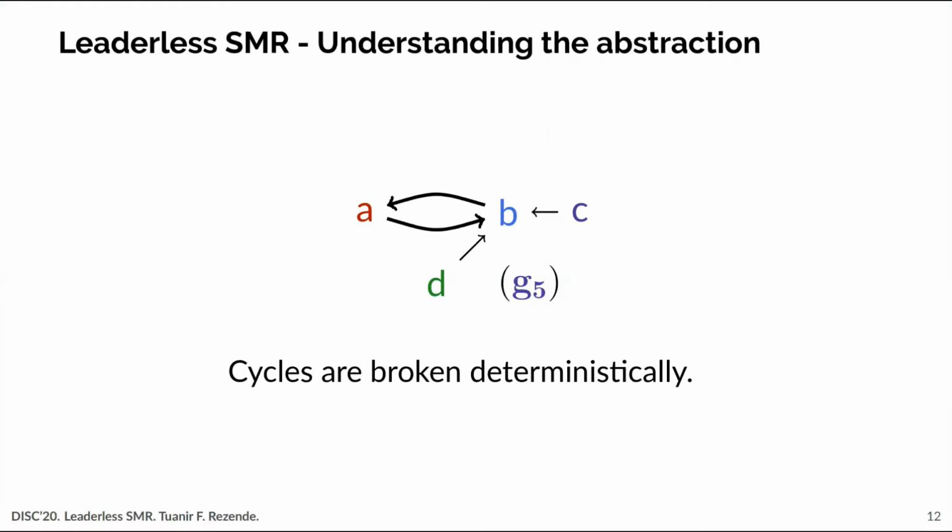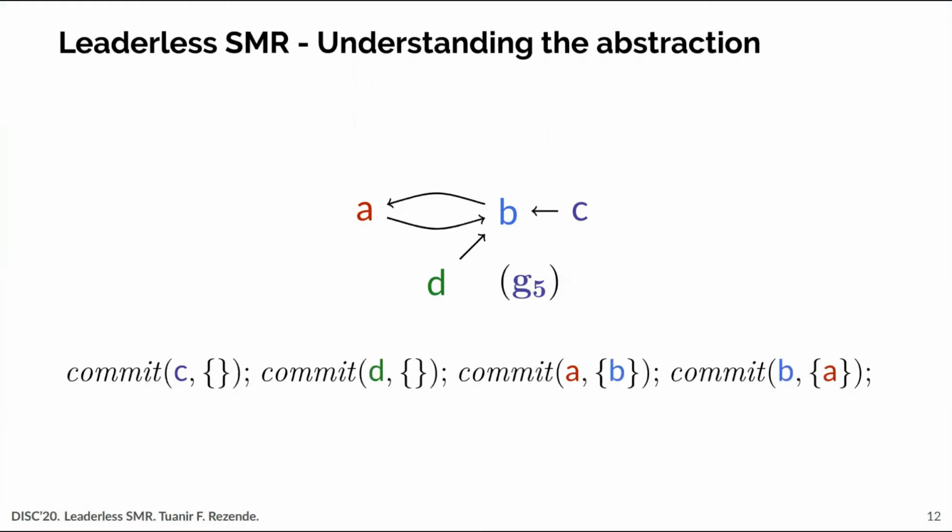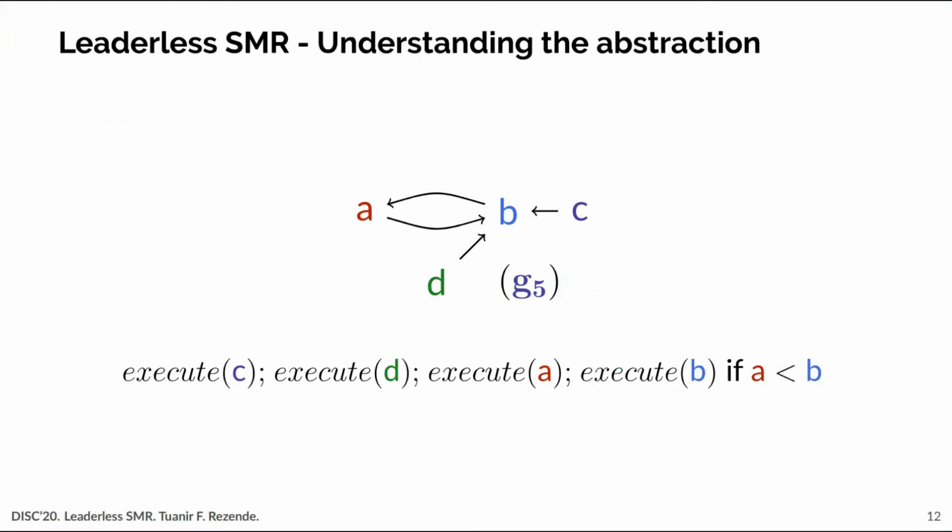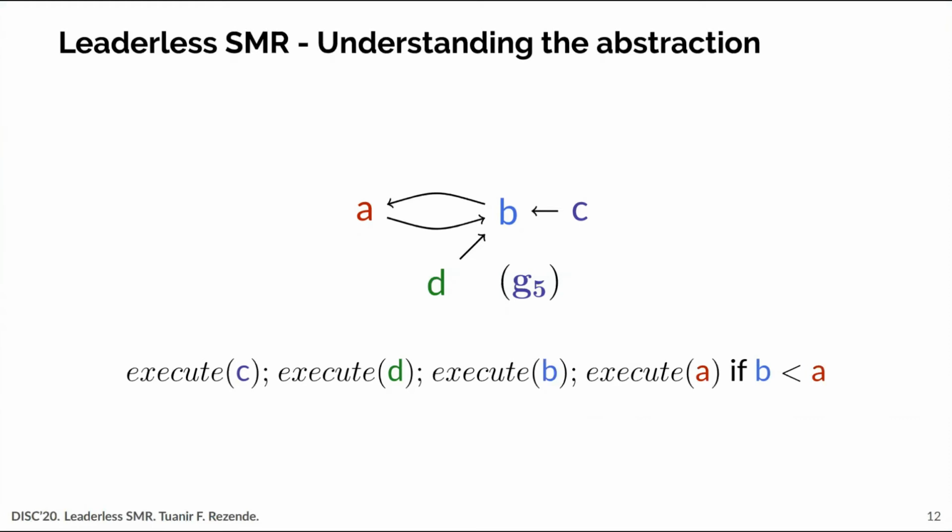So I'll provide an example. Consider that there was this set of commits. So we have C and D. We have the commit of C, the commit of D, the commit of A, and the commit of B. For the execution, a possible execution would be execute C and D. This could have happened in any order. It could have been execute D and C since they commute. So an order there is not enforced. And then we have execute of A and then execute of B if A is smaller than B. And another possible scenario would be that we have execute of C, D, B, and A if B is smaller than A.